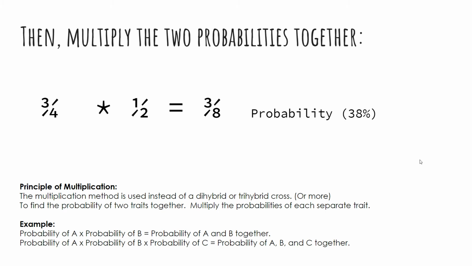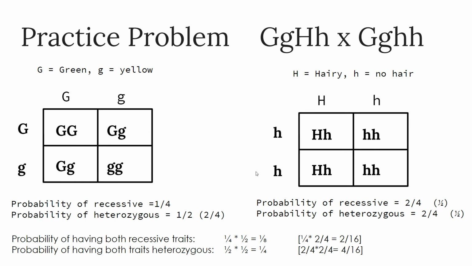I'll just point out, if you hadn't reduced 2/4 to 1/2, you would get instead 3/4 times 2/4, which would give you 6/16. And then you could reduce that to 3/8. So you would get the same answer in the end. Again, you could do this with two traits like I did here, or if you had a third or even a fourth trait, you could multiply all those probabilities together and get the outcome for all of those traits together. So here's one more practice problem.